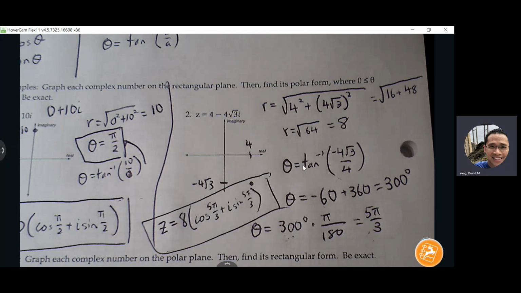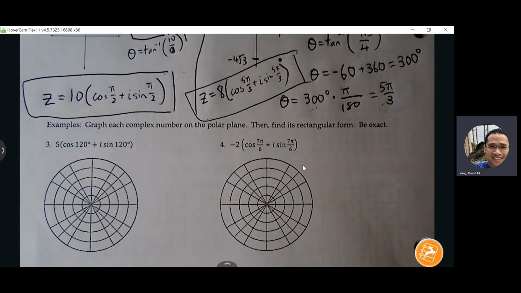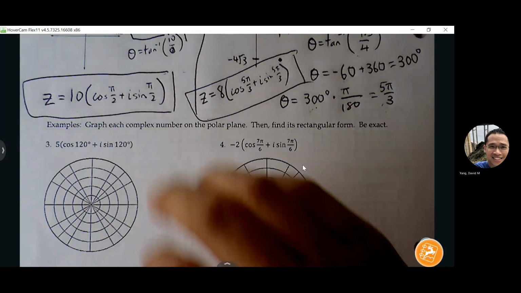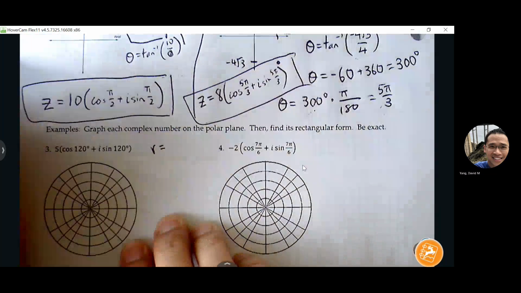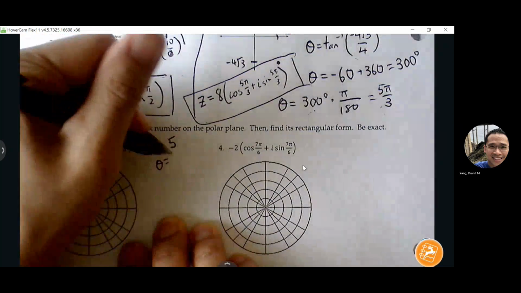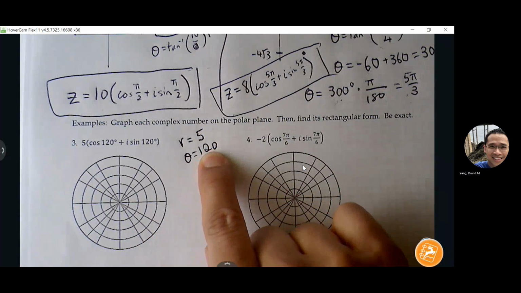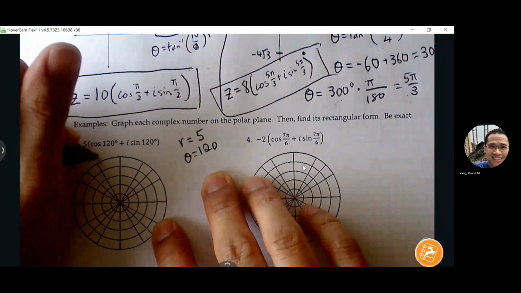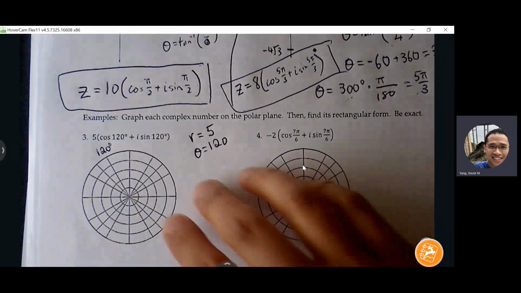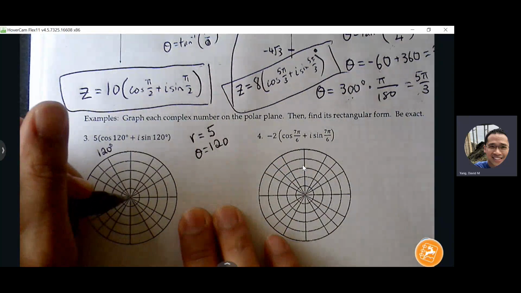Okay, let's do 2 more where we're going the other direction, and then we can stop. It says graph each complex number on the polar plane, then find its rectangular form. So what's our radius? What's our theta? 120. So that's the first thing we learned, right? How to graph this. So which quadrant will this be in? Second quadrant. This is a 60-degree reference angle. So just go out 5 units. This is a +5, so we just go towards the quadrant that they're referencing.